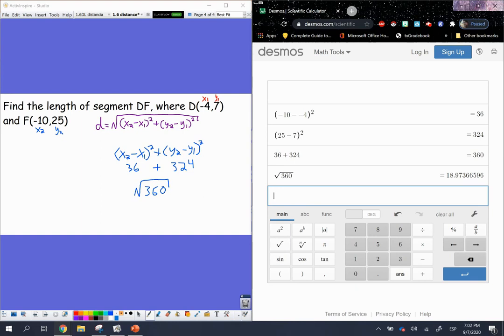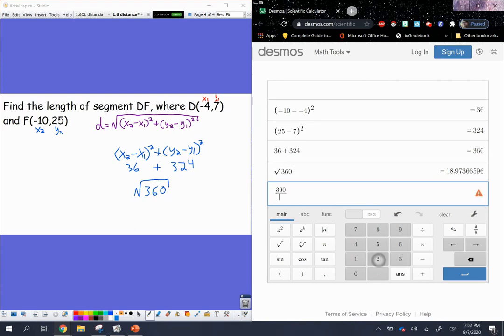So I'm going to take my 360. And remember, to simplify a radical, I need to find its prime factors. I need to factor it all the way down until the only thing I have are prime numbers. The best way to start is to start dividing by 2. And so I see that 360 divided by 2 is 180.